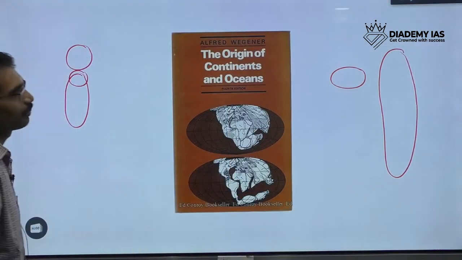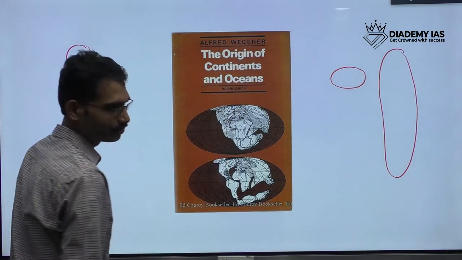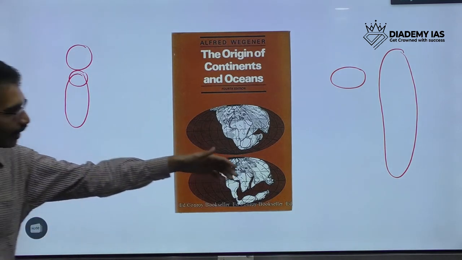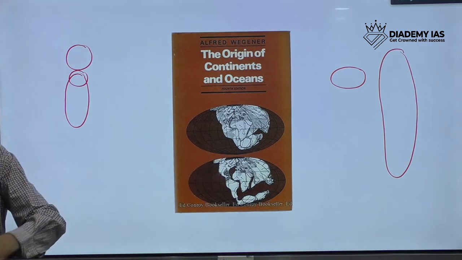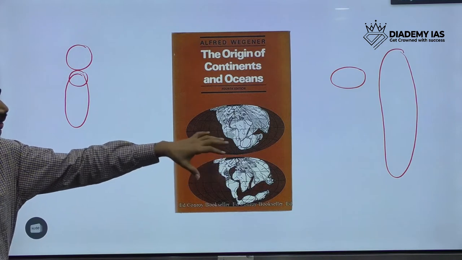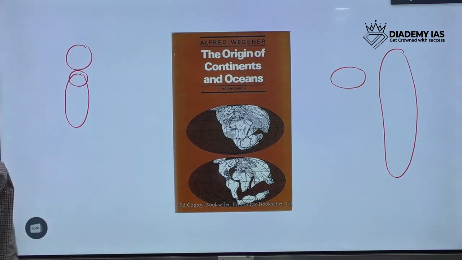This is the book written by him, The Origin of Continents and Oceans, by Alfred Wegener. It was written in the 1920s. Before going to plate tectonics, we will see on what basis there is some evidence for continents having drifted.